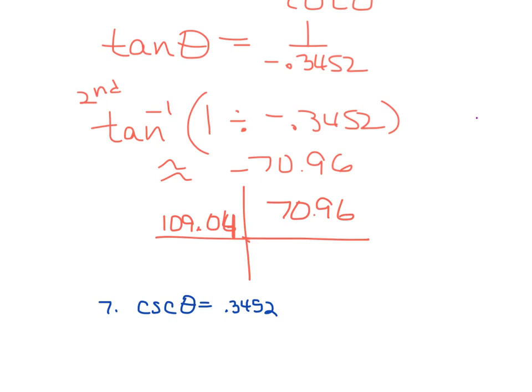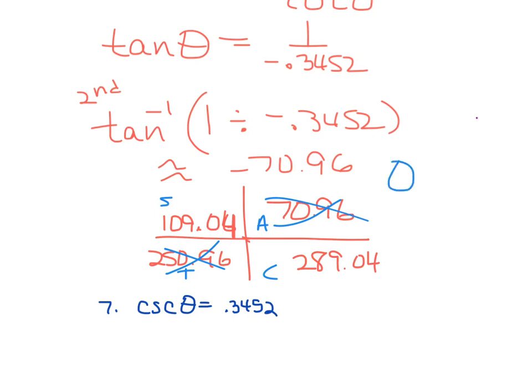And then if I add 70.96 to 180, I get 250.96. And then if I do 360 minus 70.96, I get 289.04. Again, I need to figure out which ones I need. All students take calculus. Again, this was a negative answer for tangent. So I can see that tangent is positive here. Get rid of it. This one's positive. So my two answers for theta are going to be 109.04 and 289.04. And these are all degrees.